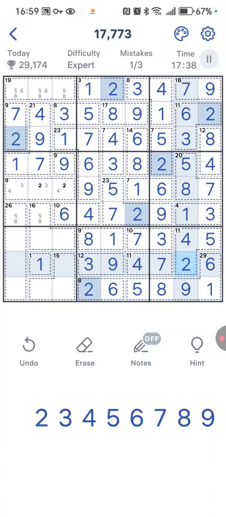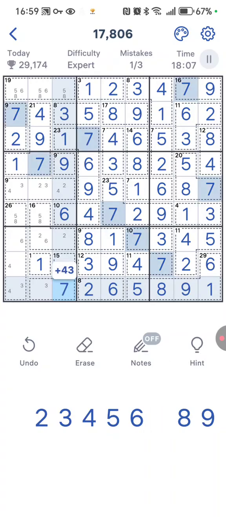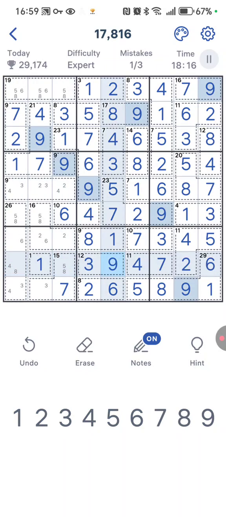1, 2, so this has to be 2 and 2. 3, that has to be 3. 4, that has to be 4, and that has to be 4. 5, 5 and 5. 6. Then 7. That means the bottom corner has to be 7. 8, 8 and 8. 9. That has to be 9 because it's the only place a 9 can go.